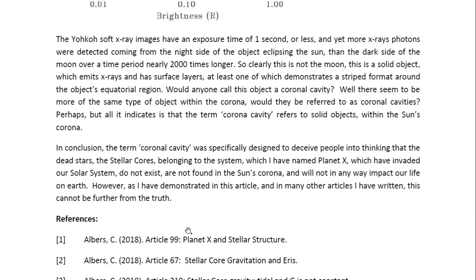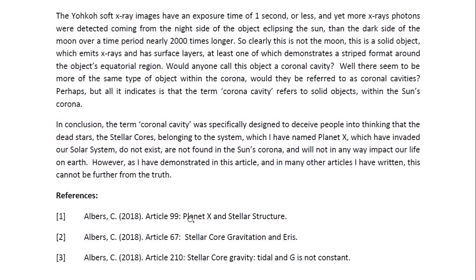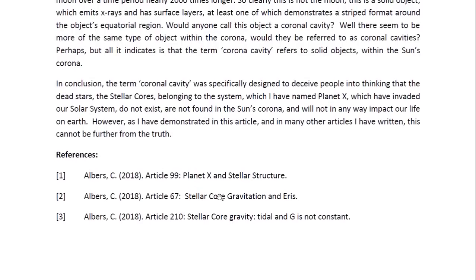So in conclusion, the term coronal cavity was specifically designed to deceive people into thinking that the dead stars, the stellar cores belonging to the system which I have named Planet X, which have invaded our solar system, do not exist, are not found in the Sun's corona, and will not in any way impact our life on Earth. However, as I have demonstrated in this article and in many other articles I have written, this cannot be further from the truth.